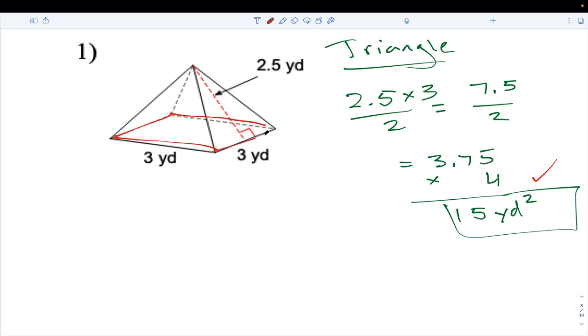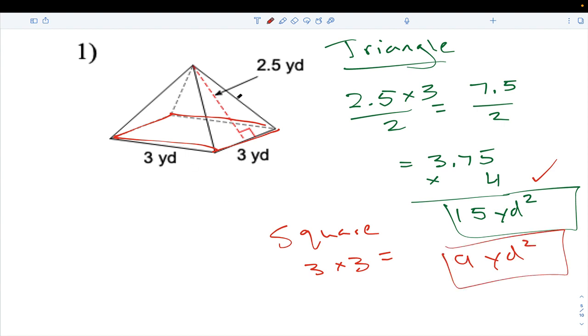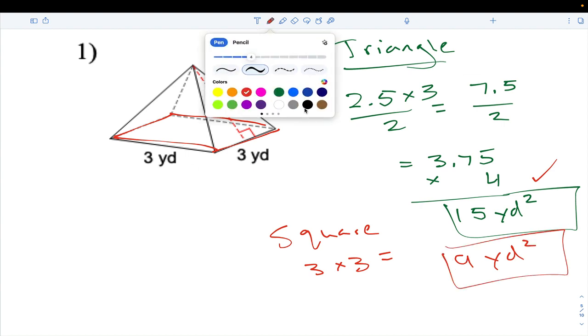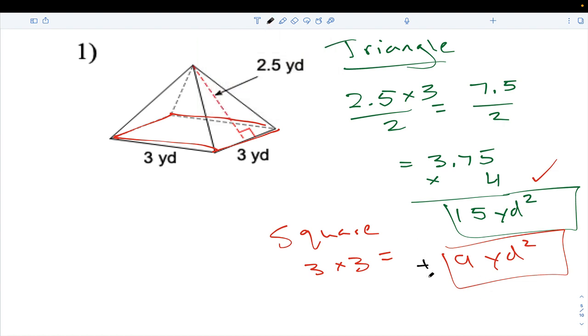Anthony, what are the 2 side lengths of the square? 3. Okay, multiply it together. 3 times 3 is 9. What do I do with those 2 sides, Braden? The 2 surface areas are added. And my final answer should be what? Reagan. 24 yards squared.